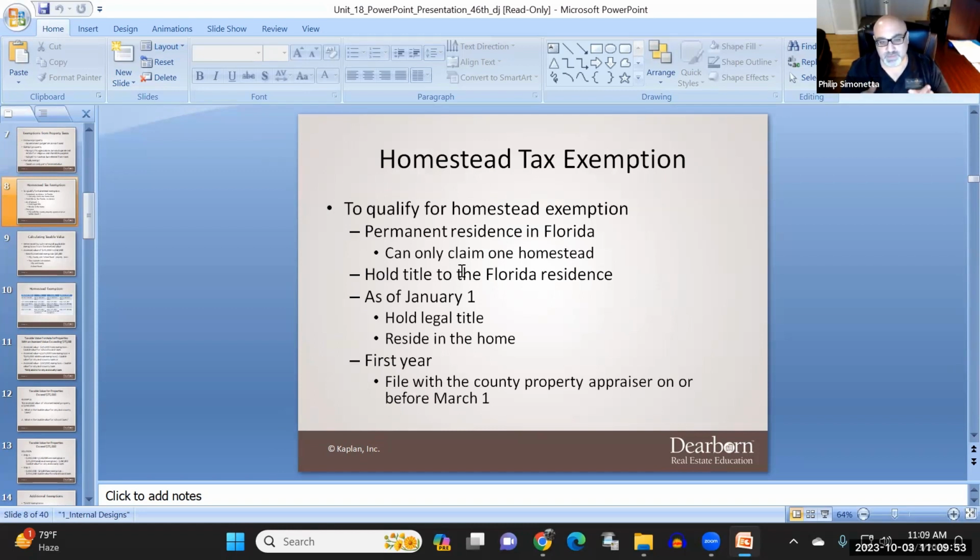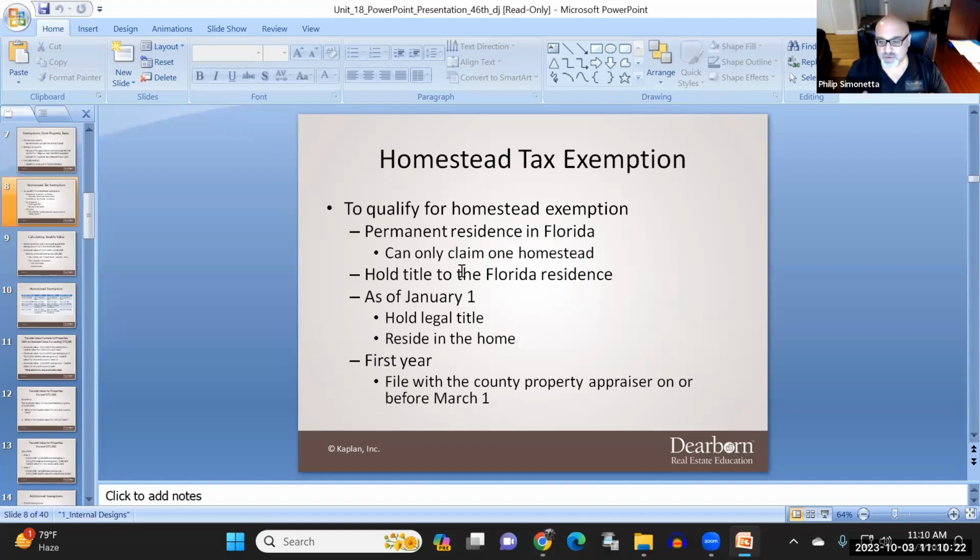To qualify for a homestead exemption, the person or people must be permanent residents in Florida, and they can only claim one homestead. They have to hold title to the Florida residence in their name. It can't be in a company or an LLC. It has to be in their name. They must own the title as of January 1st. They must hold the title and reside in the home.